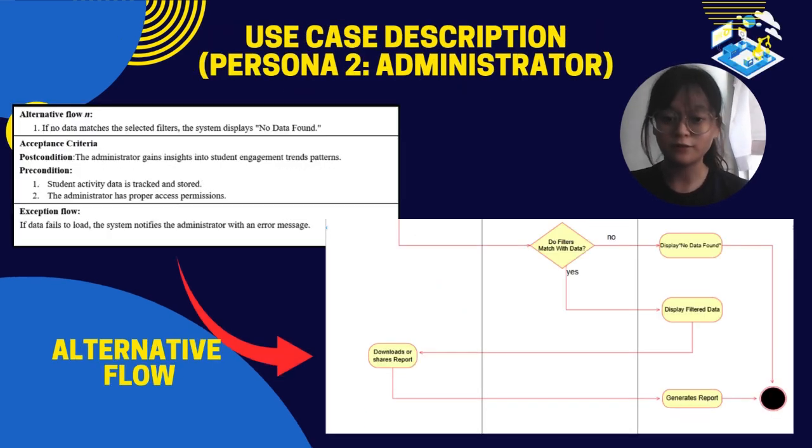While for alternative flow, I will apply decision in this activity diagram. If no data matches the selected filters, the system will display no data found. But if yes, the system will display filter data, and then this will let the administrator click the option of downloads or share the reports. And then this will trigger the system to generate the report, and then this is the end of the use case.